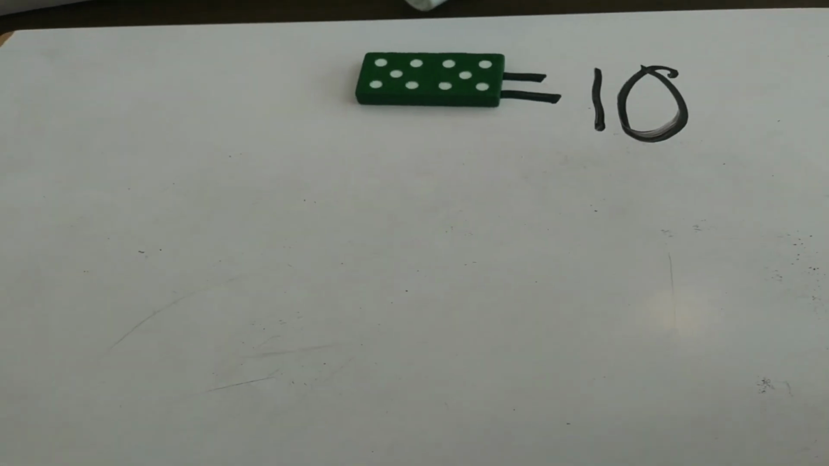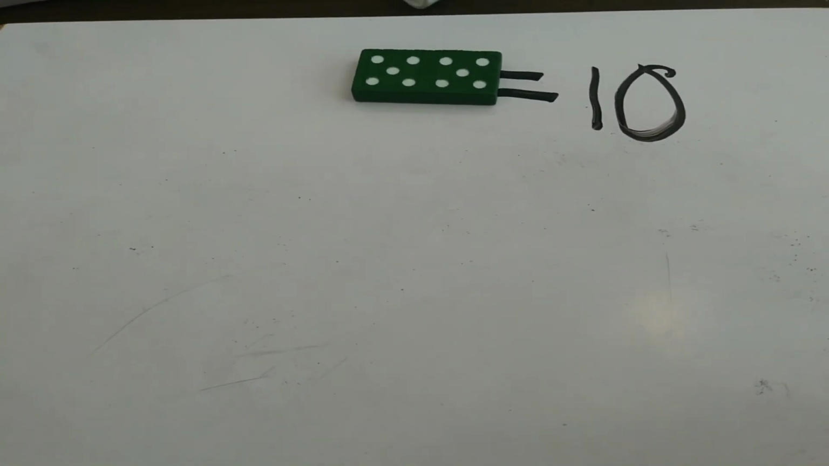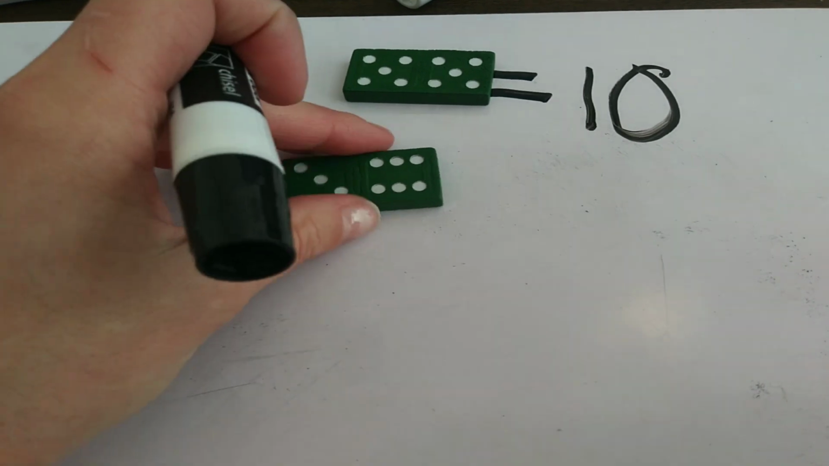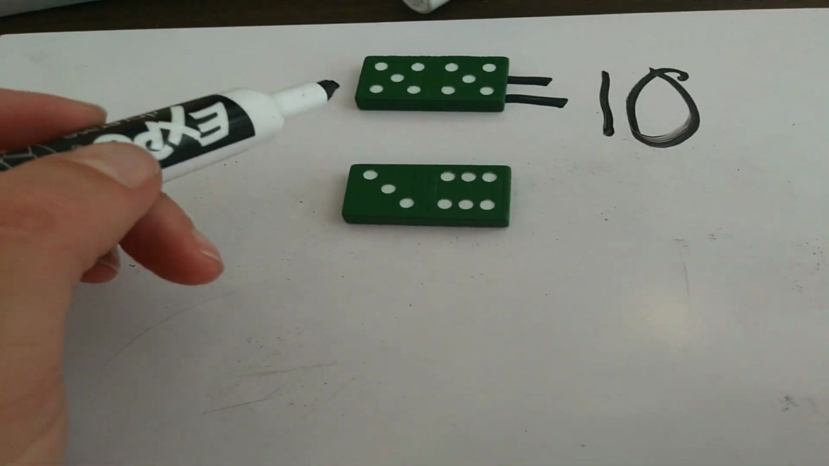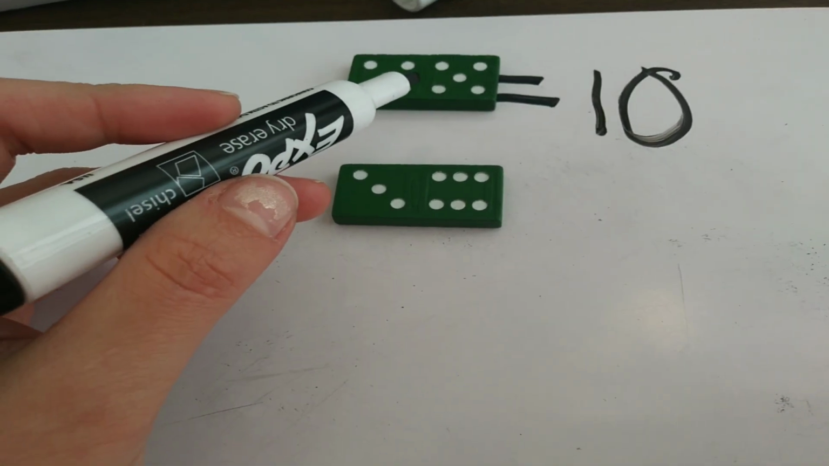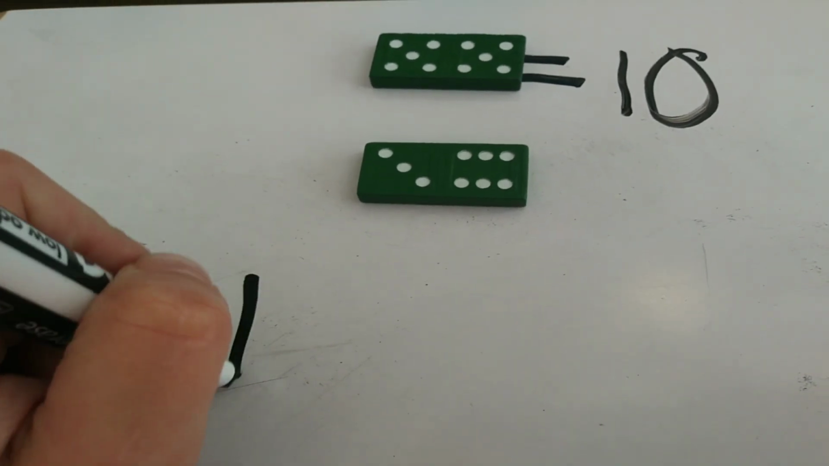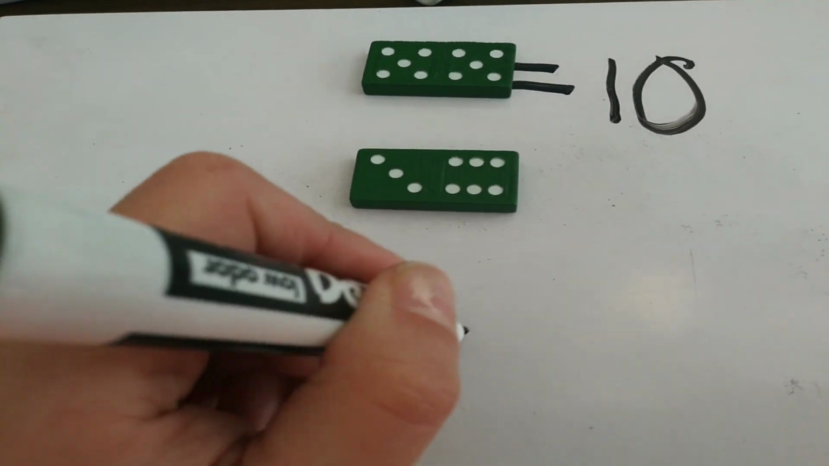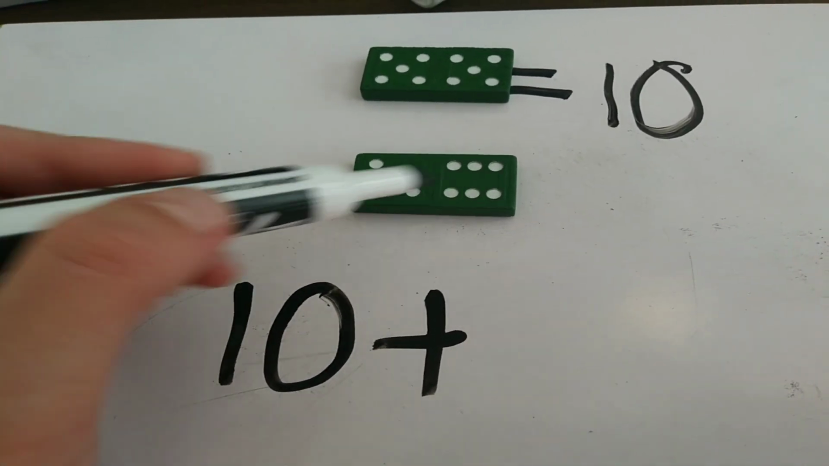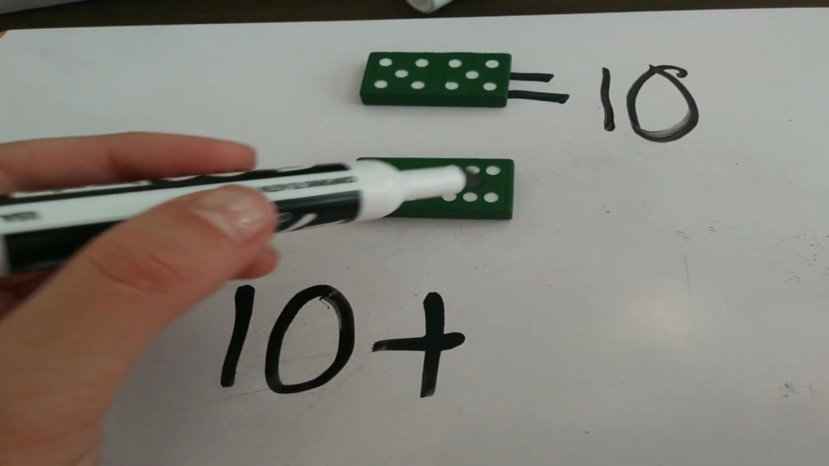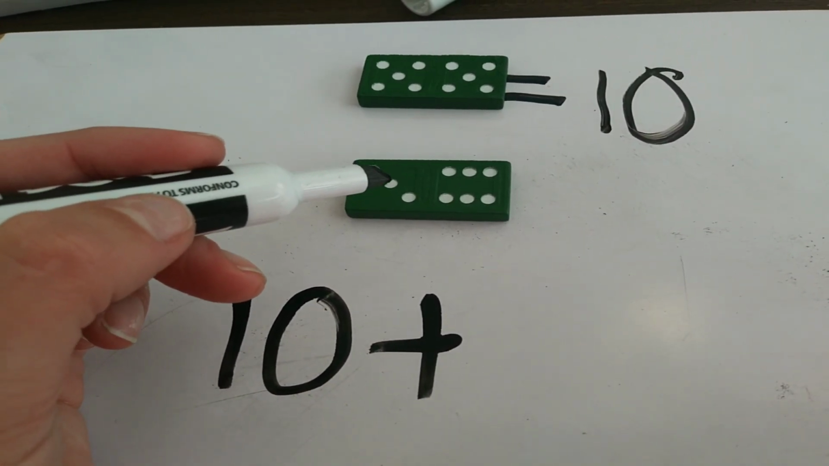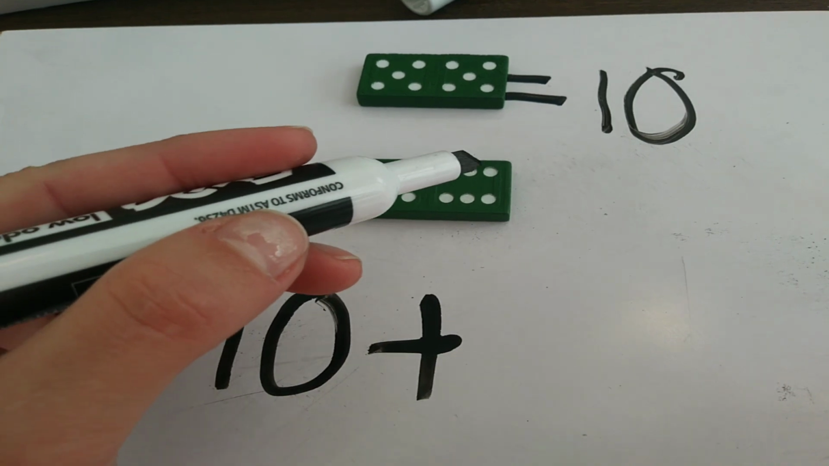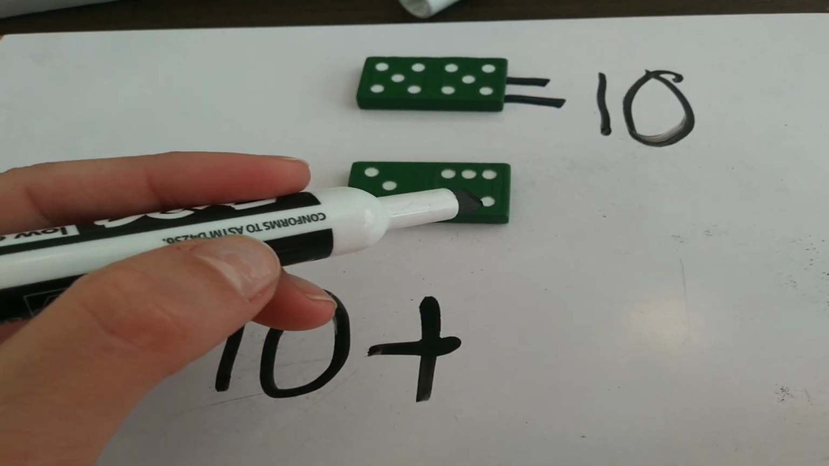Okay. Let's try this one. Okay. So I have how many on the top one? Very good. 10. How many dots do I have on this domino? Count all the white dots on this domino. 1, 2, 3, 4, 5, 6, 7, 8, 9.